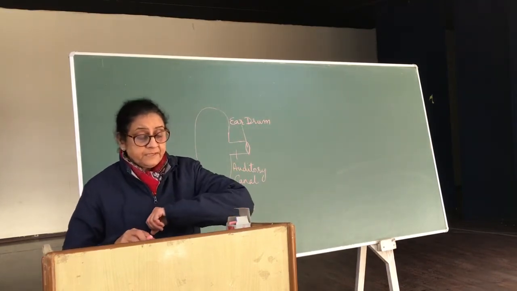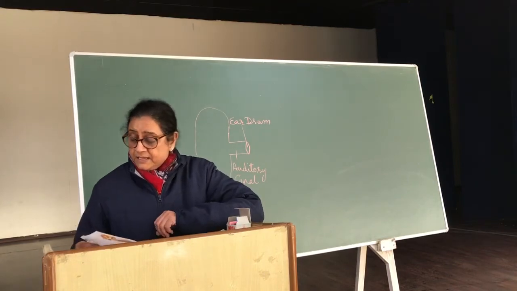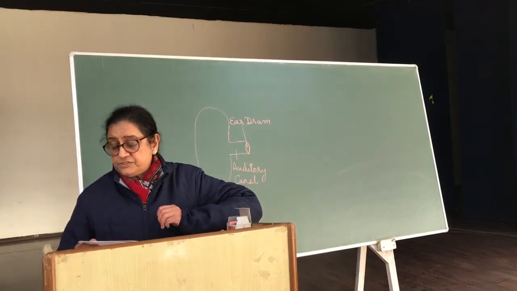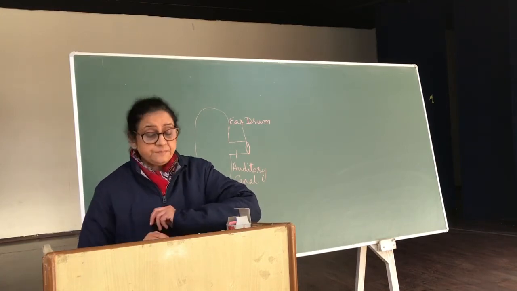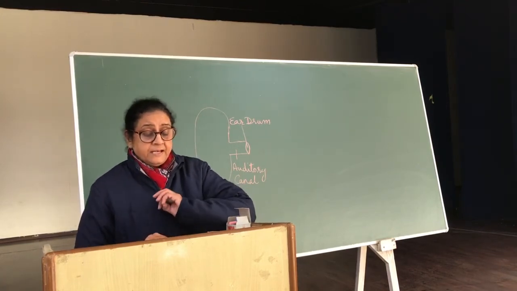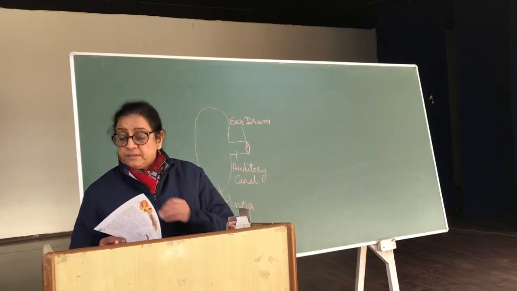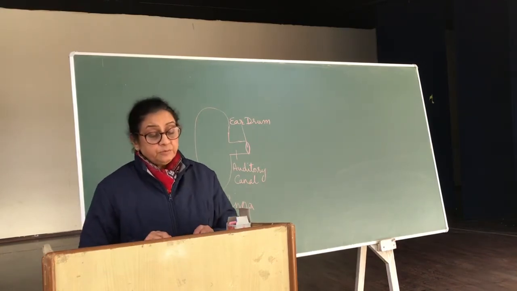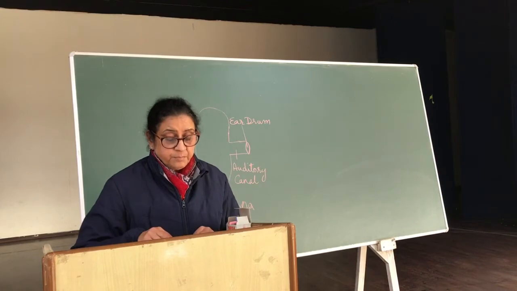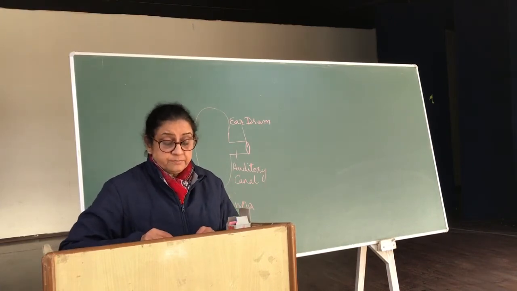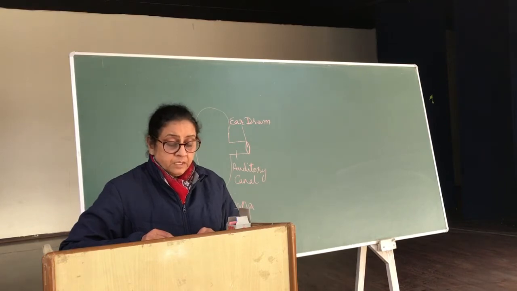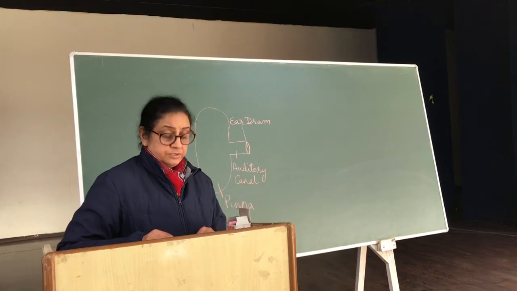Next, the middle ear consists of 3 tiny bones, malleus, incus and stapes. We even call them the hammer, anvil and stirrup in popular terms. And a eustachian tube which connects the cavity of the middle ear to the throat.